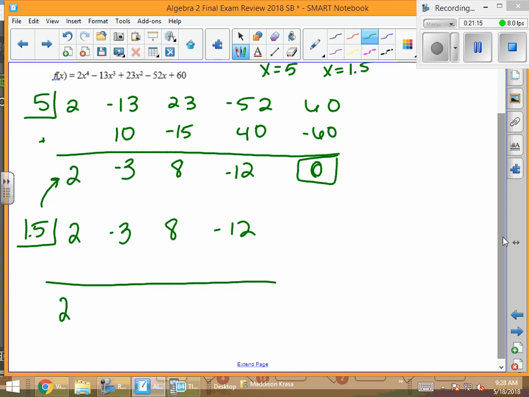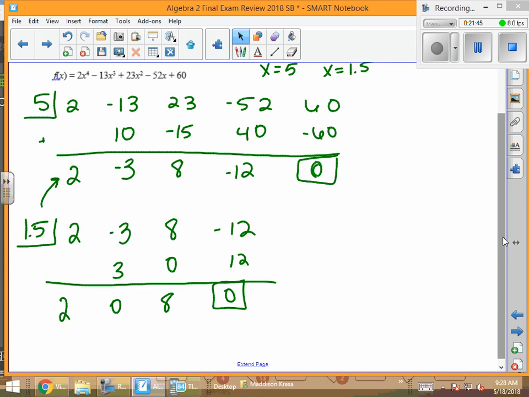2 times 1.5 is 3. And add down. 0 times 1.5 is 0. And add down. 8 times 1.5 is 12. And it should be. So we get 0 at the very end. Again, if you don't get 0 as your remainder, something silly happened, because we know for a fact we just saw it on the graph.